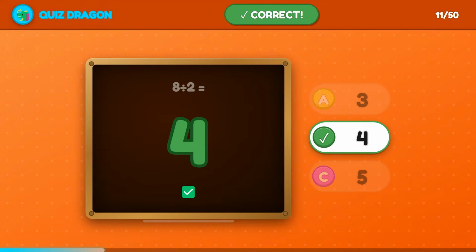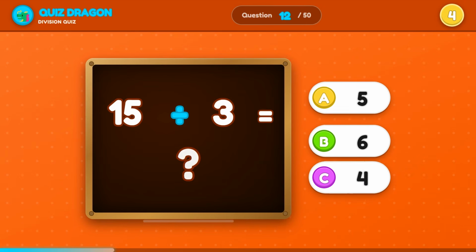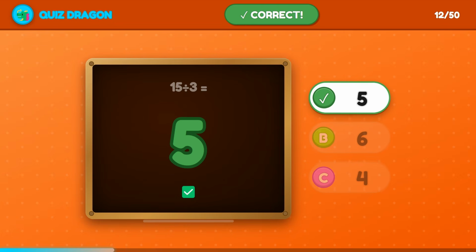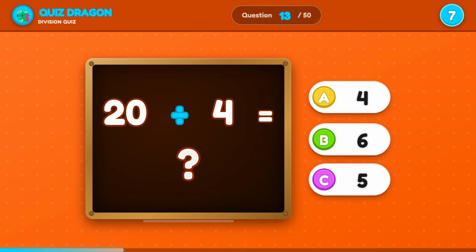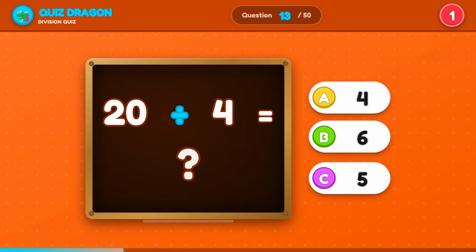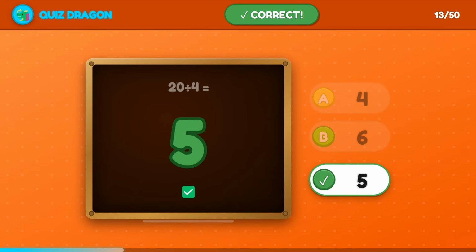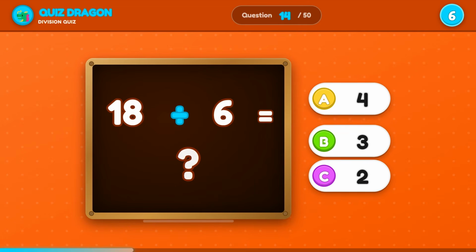The correct answer is B, 4. Question 12. What is 15 divided by 3? The correct answer is A, 5. Question 13. What is 20 divided by 4? The correct answer is C, 5. Question 14. What is 18 divided by 6?